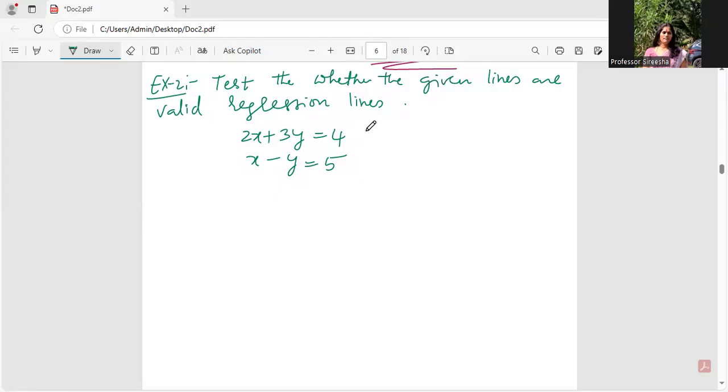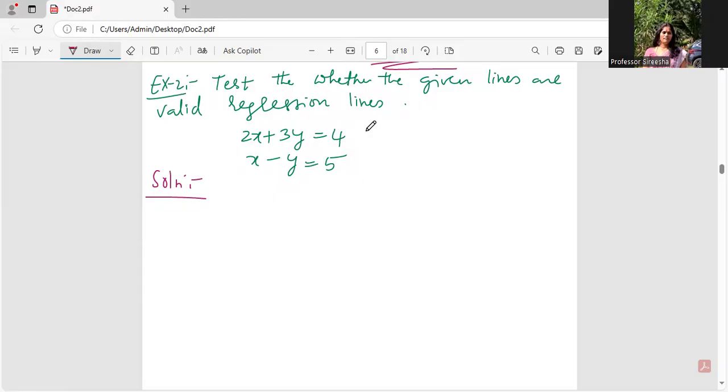Let's see one more example on regression. That is, test whether the given lines are valid as regression lines. Of course, to solve this, I'll be needing the properties of regression for sure. Otherwise, see what exactly I'm trying to say, if you want to understand.